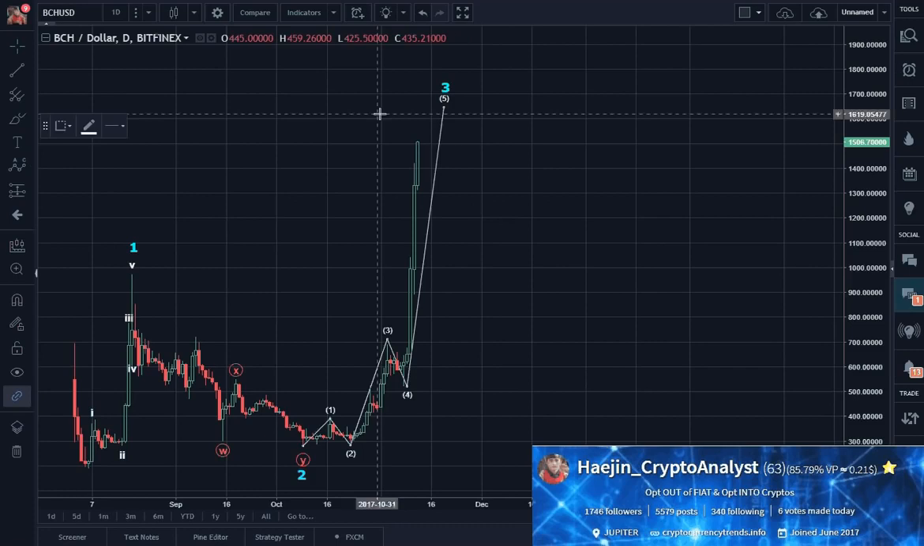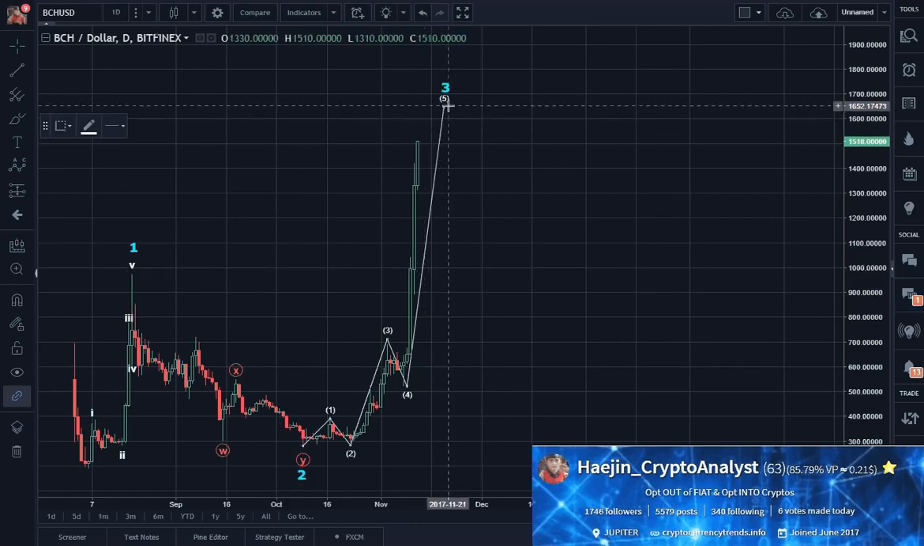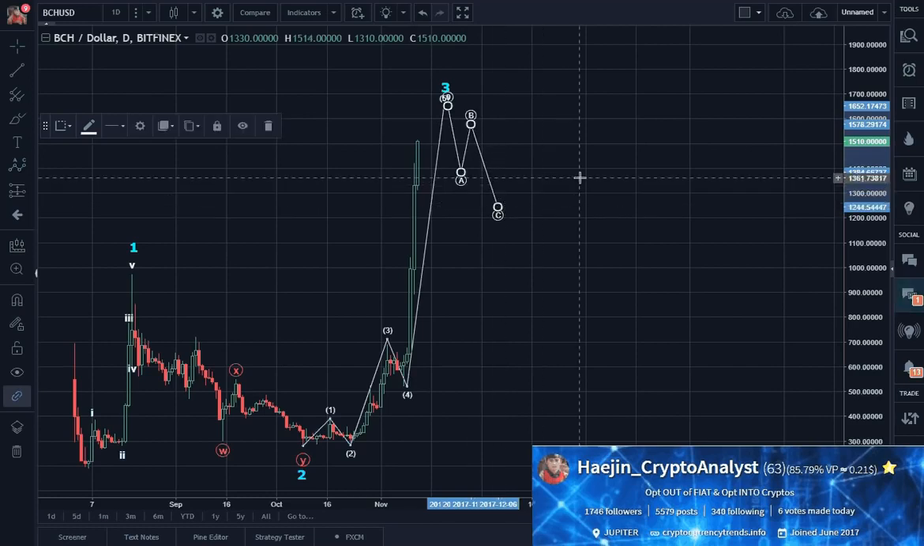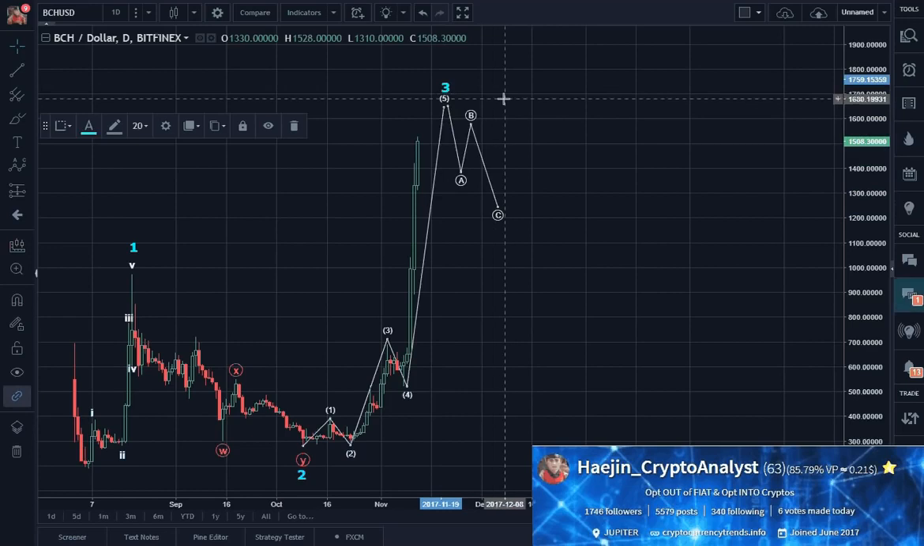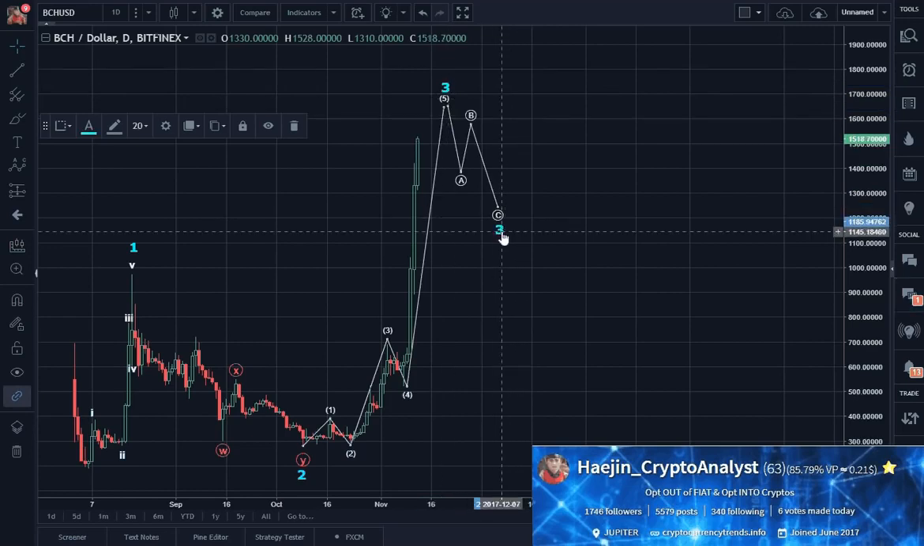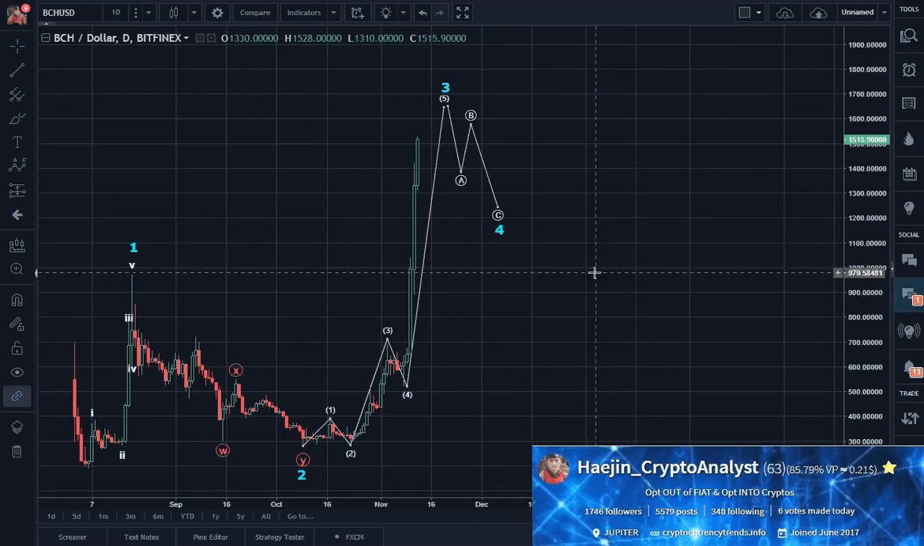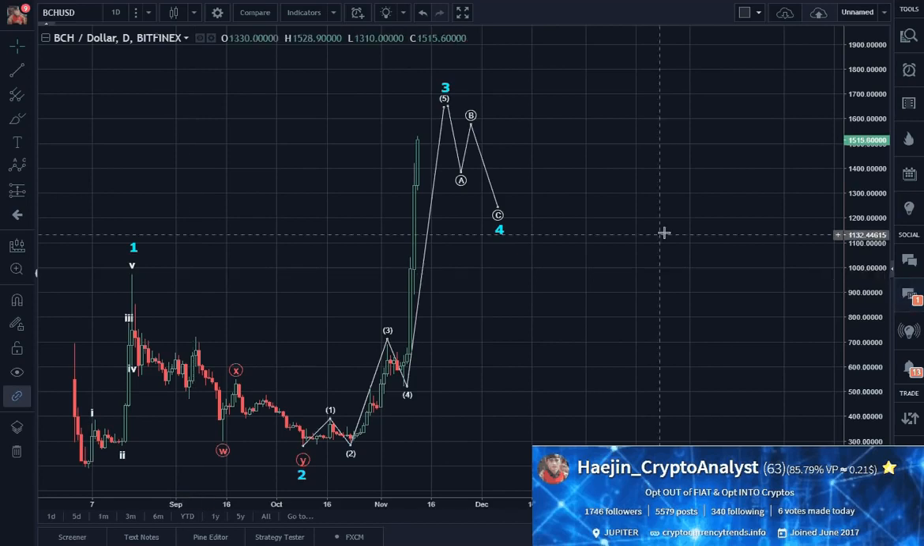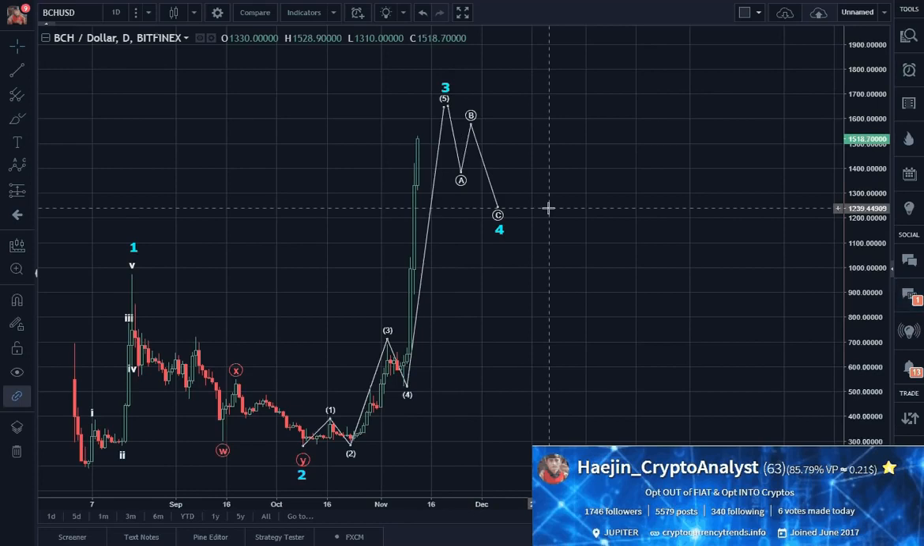one more time, wave 4. And it won't, at least from an Elliott wave point of view, if it's to remain as an impulse, which I think it will, it cannot and won't overlap with the peak of wave 1, which is 974. So once we hit 1680 or so, we're going to see a correction towards maybe 1239.